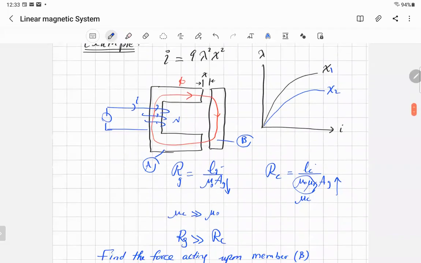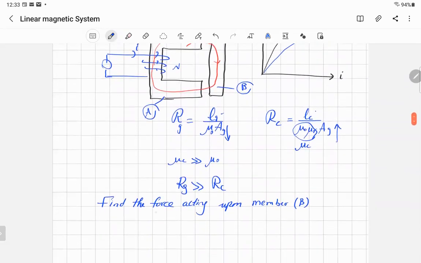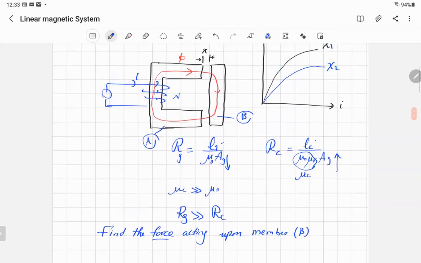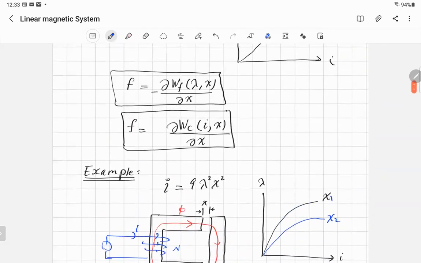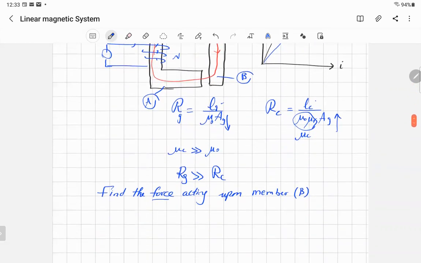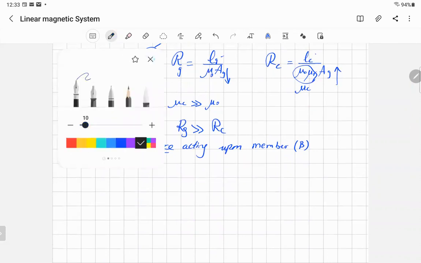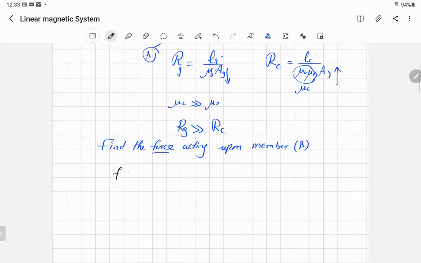All right. So now let's just find the force. I'm going to use both formulas here, one time with WF and one time with WG. Let's try first WF, which is the energy stored in the coupling field. So I know the force is equal to minus the differentiation of the energy stored in the coupling field, dW/dx, and I'm going to use lambda. That's one option.